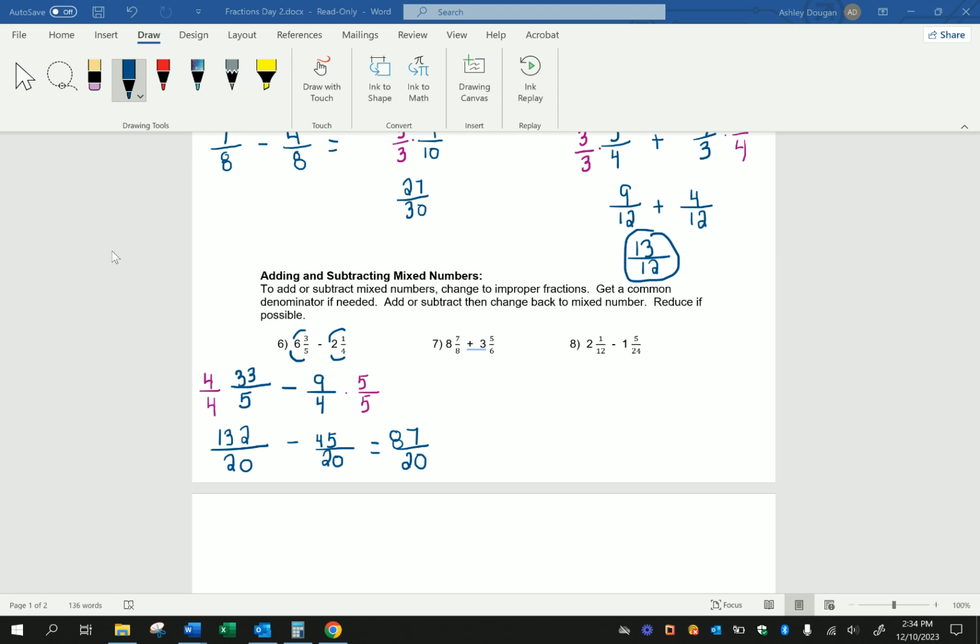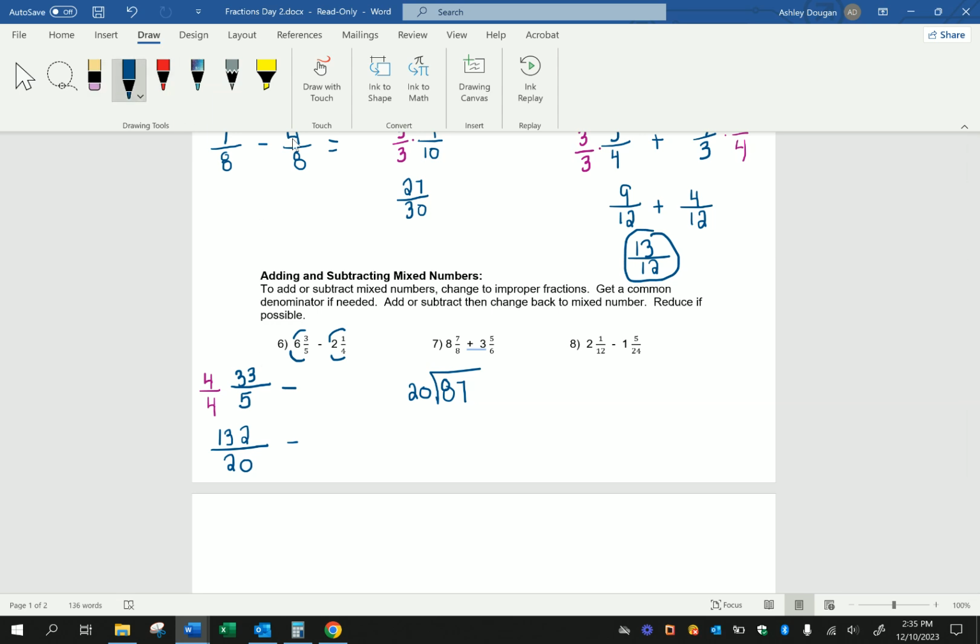We would need to change this improper fraction into a mixed number, because we started with mixed numbers, so that means we want to end with a mixed number answer. And remember, to change an improper fraction into a mixed number, we use long division. And again, we did a lot of these in the previous video, so if you've forgotten how to go from improper to mixed number, you may want to go back and watch the beginning of that first video.